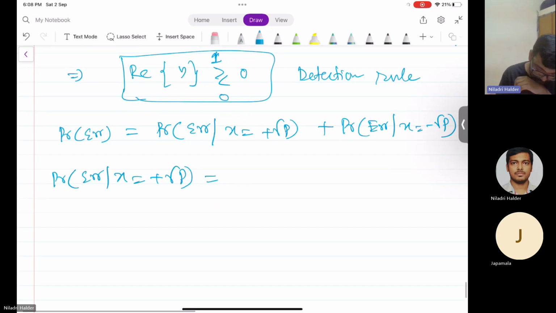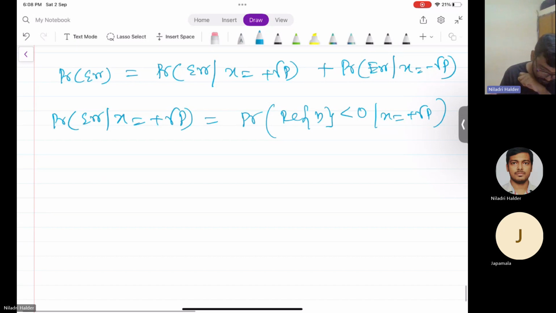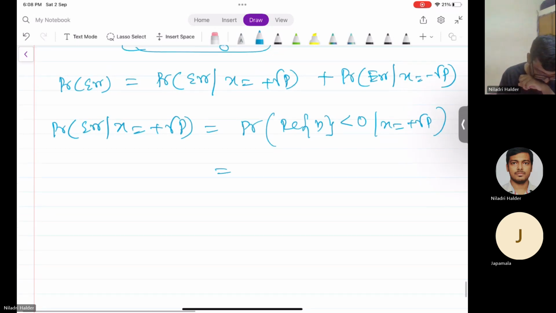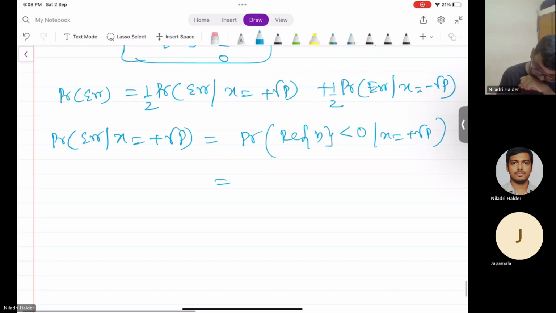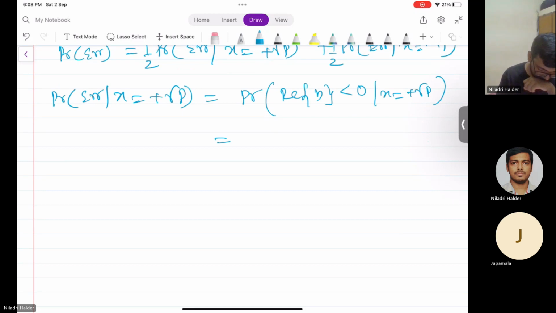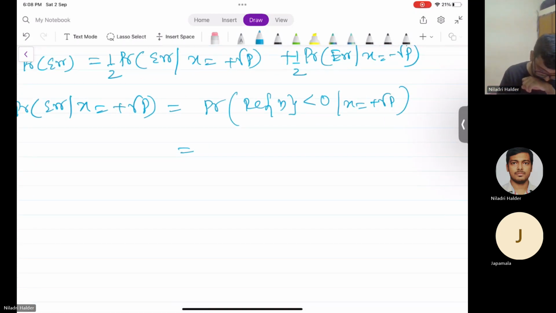That is equal to the probability of error, which is when this is less than or equal to 0, when x equals plus root P. So that is equal to Q of root over P by 2 sigma square.